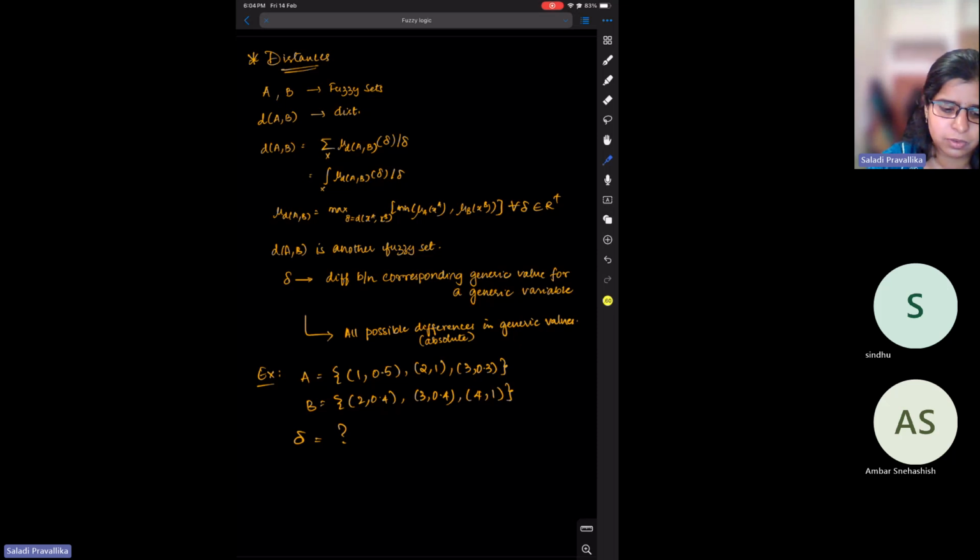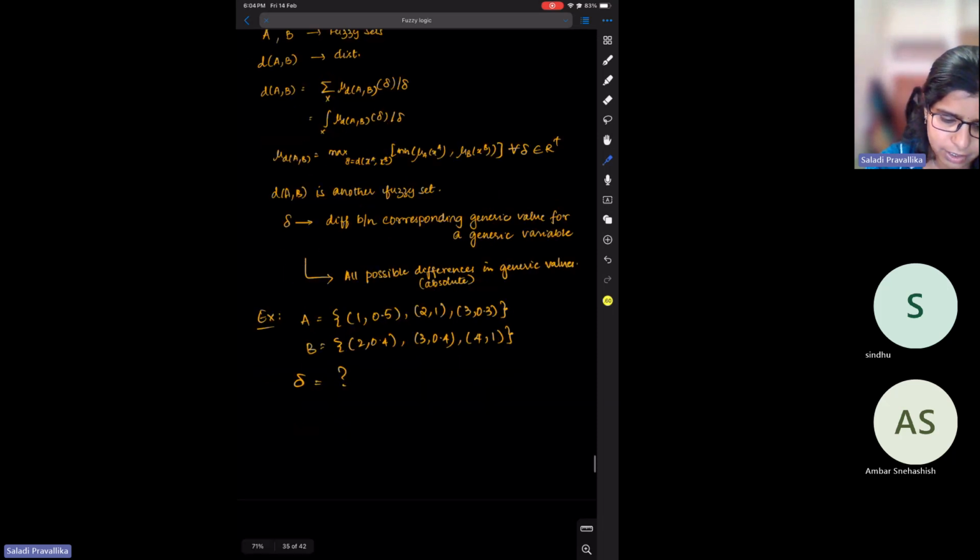For the distance, for discrete values we use summation, whereas for a continuous one we use an integration. Here, this is a membership function, a membership value. Even for the distance, when you're calculating the distance between two fuzzy sets, it is also going to give you a fuzzy set. So first we will calculate the membership value for a given x value. How we get that x value, we will look at later.